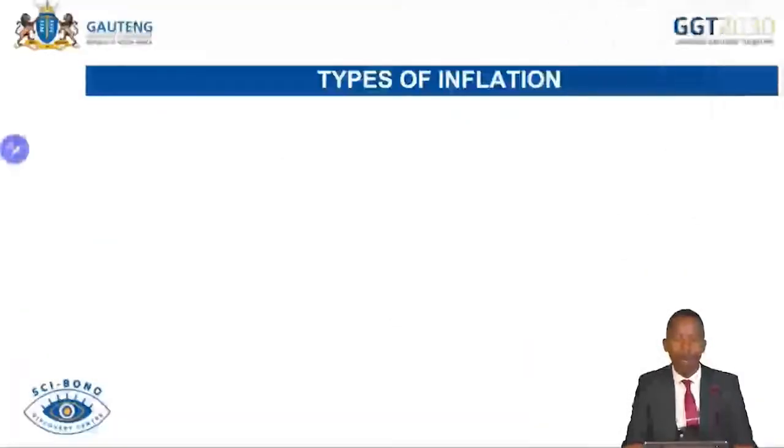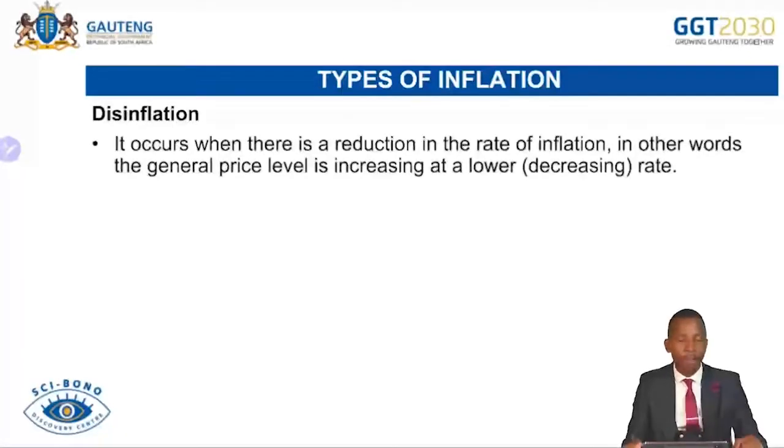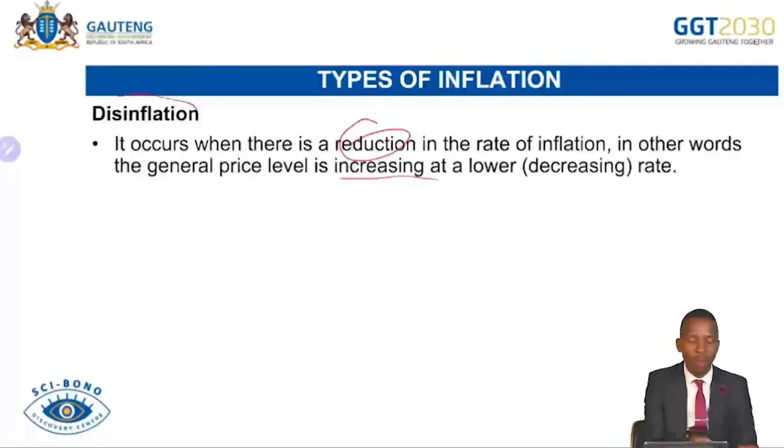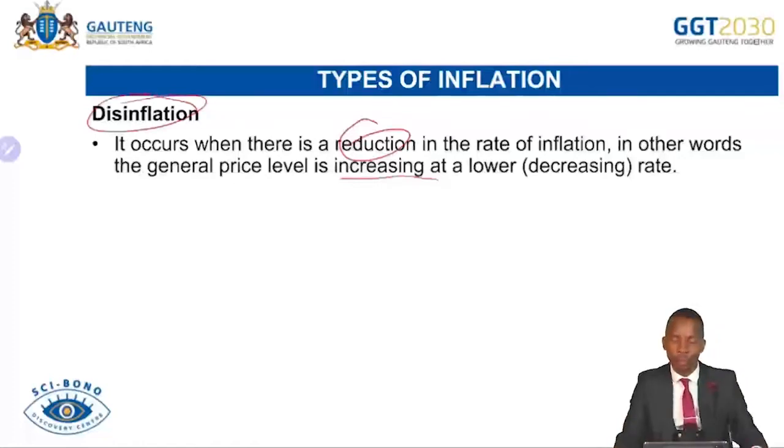And then we have what we call a disinflation. So a disinflation occurs when there is a reduction in the rate of inflation. In other words, the general price level is increasing at a decreasing rate. As it increases, but increases at a decreasing rate, then we regard that one as a disinflation.